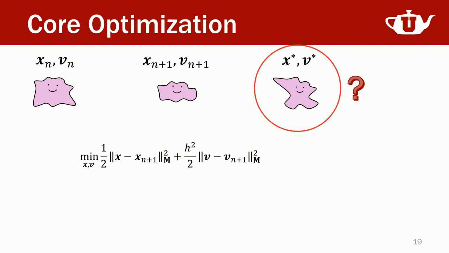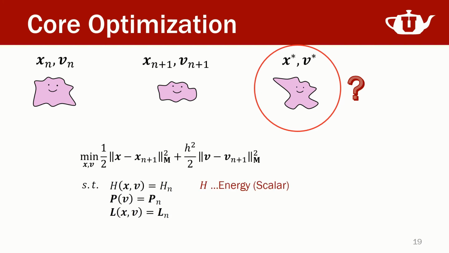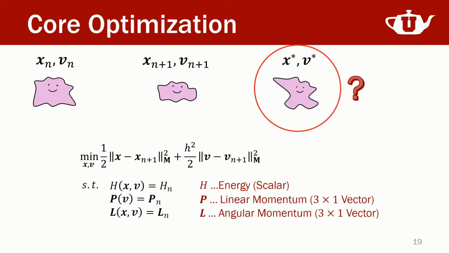We can now set up a constrained minimization problem in which we seek to minimize the distance to the predicted configuration while satisfying the following constraints. Here, h is a scalar that stands for the energy. We want the energy of the corrected state to be the same as the energy in the previous state. P is a 3×1 vector that stands for linear momentum, and L is another 3×1 vector that stands for angular momentum. Those momentum constraints ask the final state to keep the same momentum as the previous state.